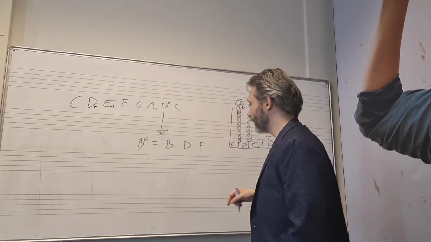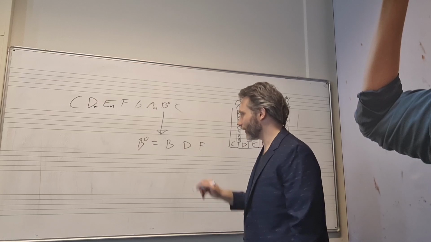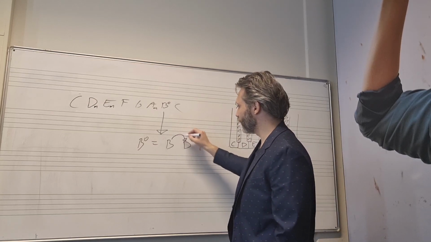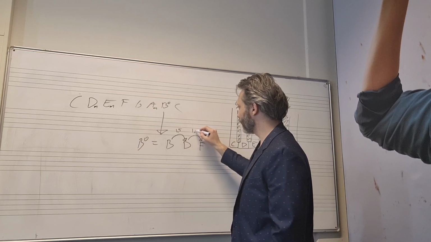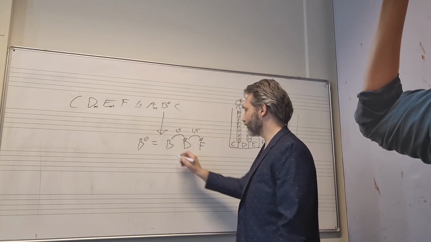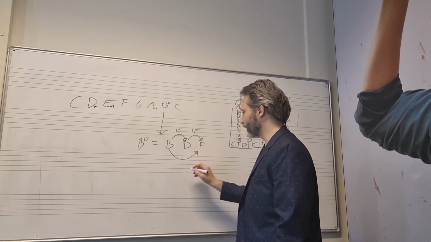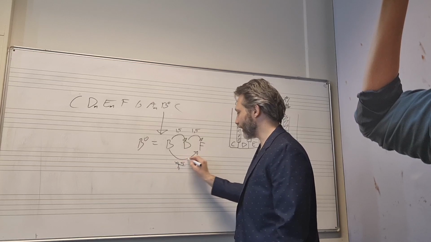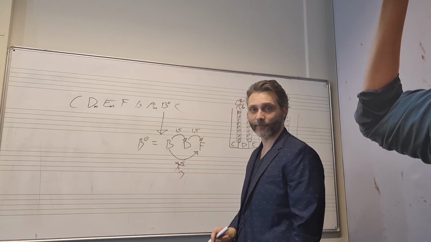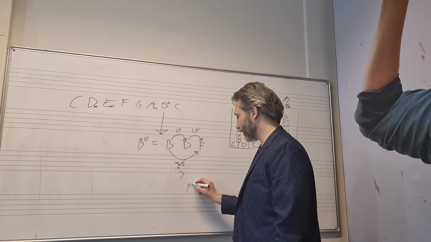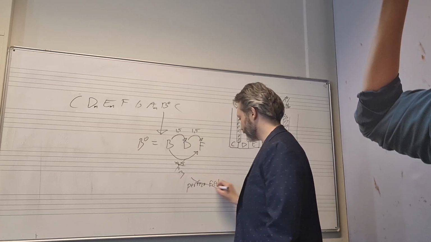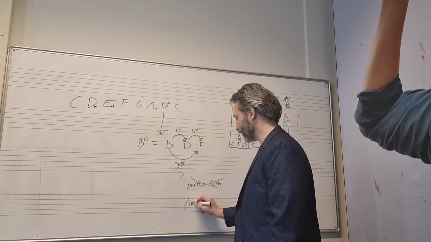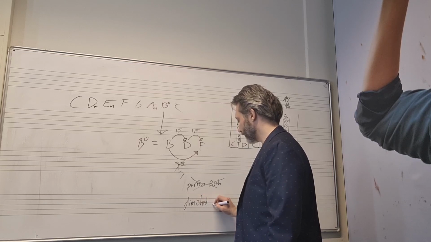diminished chord. Why is it diminished? Why is it different? Well, from B to D, we have 1.5 tone, and from D to F as well. So the distance from B to F is not 3.5, it's 3. So that's not a perfect fifth, it's a diminished fifth.